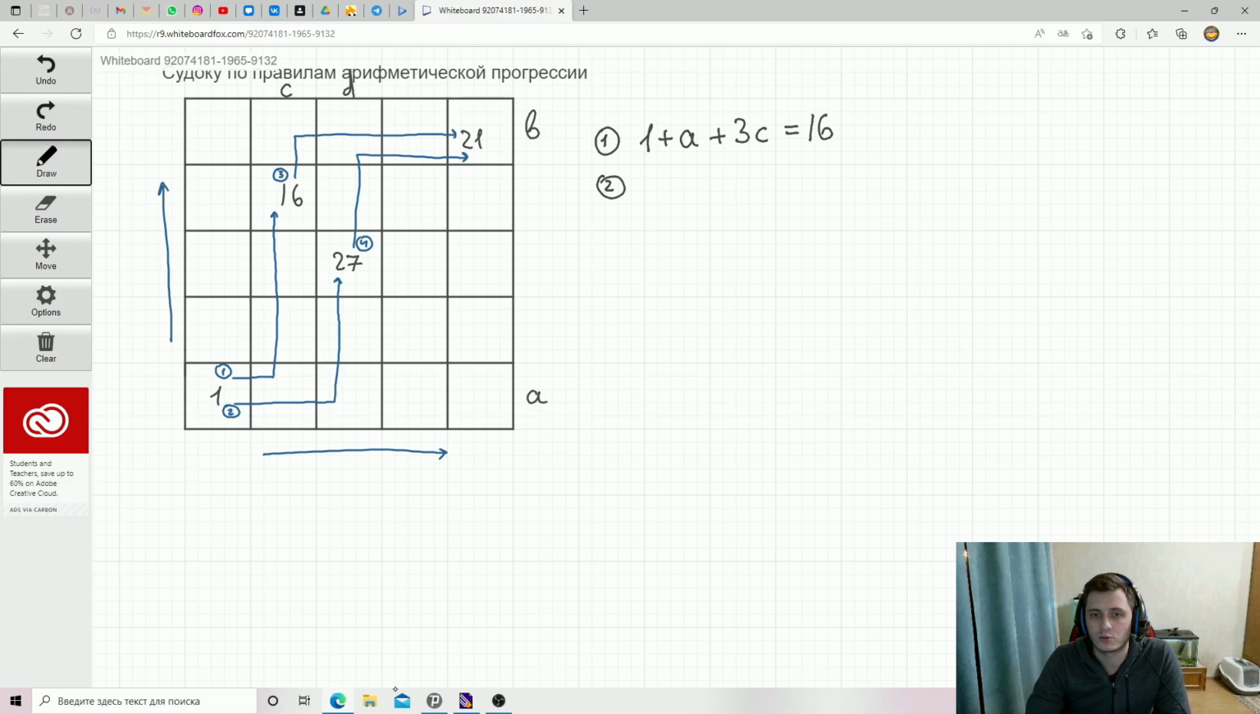Actually, it's the same here, only now we step twice from the unit, so 2a, and go up 2 cells, that is, plus 2d, and we get the number 27. Similarly, the third path from 16 is 1 up, that is, plus c, and 3 to the right, that is, plus 3b equals 21. Well, the last, fourth path, from 27, 2 cells up, that is, 27 plus 2d, and 2 cells to the right, plus 2b equals 21.